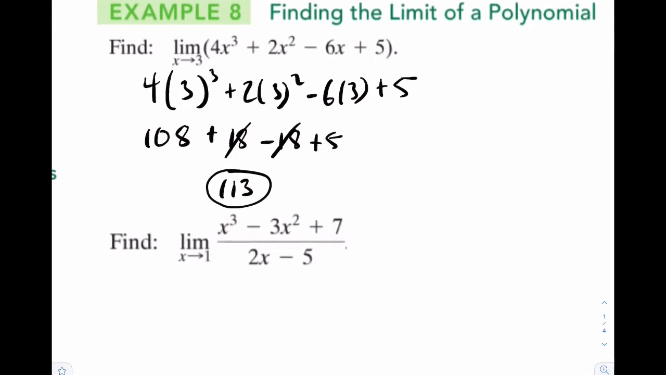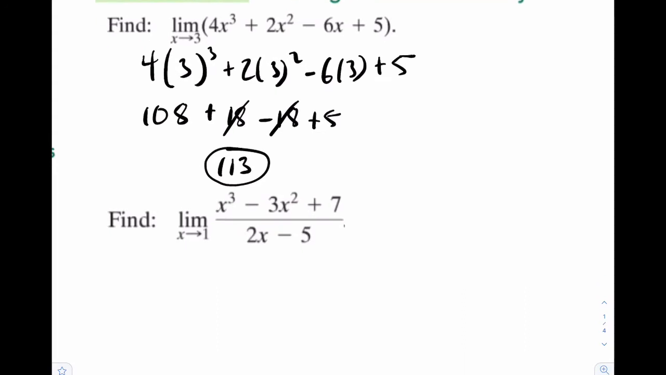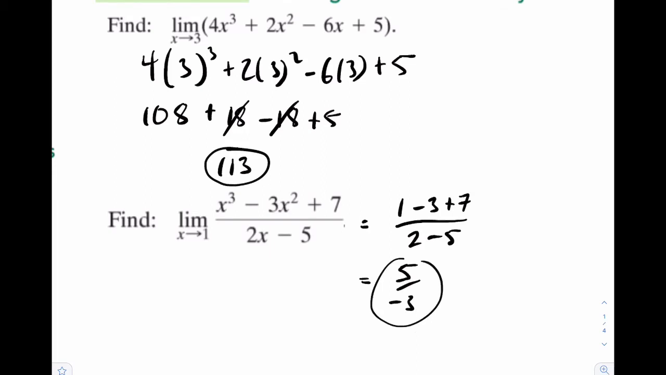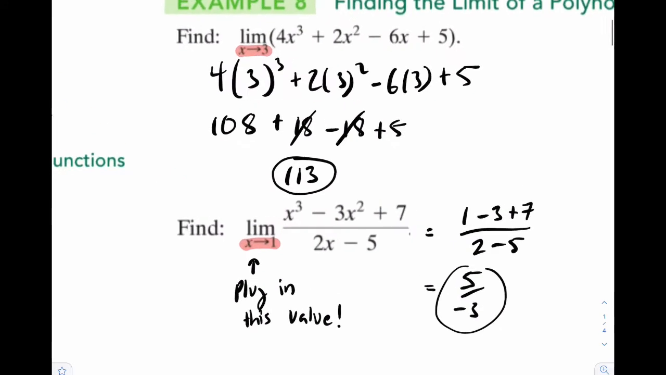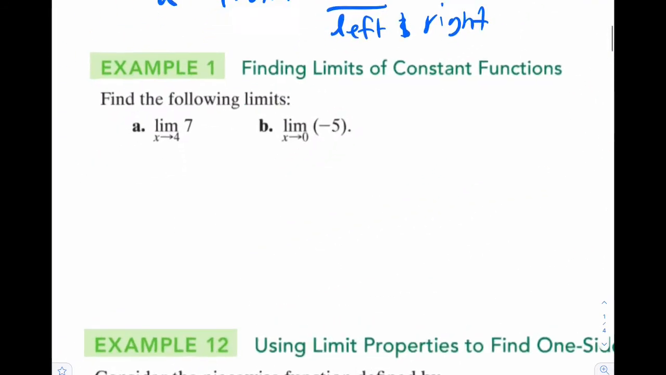Let's do this one right below it. We can see that same idea. Let's just plug in 1. So that's going to be 1 minus 3 plus 7, all divided by 2 minus 5. That will be 5 over negative 3. So notice how for all of these, we're focusing on this part right here, and this is the value we're plugging in. So plug in this value. And that's it for those. Pretty straightforward.